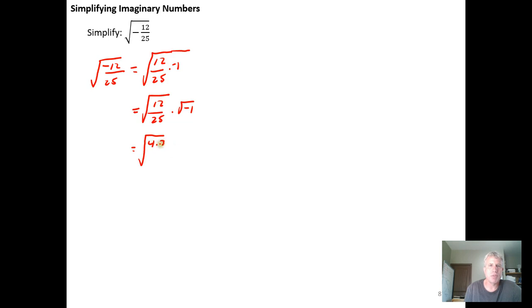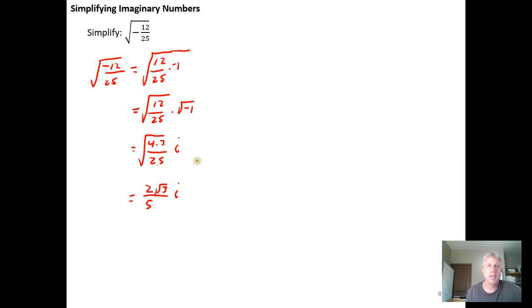So it's going to be 4 times 3 is 12, and 4 is a perfect square. And 25 is already a perfect square. The square root of negative 1 is just i. And then I could say, hey, I've got a fraction. I know how to simplify the square root of 4. That's just 2. And the square root of 25 is just 5. But the square root of 3, I don't know it. It is just the square root of 3 times i.